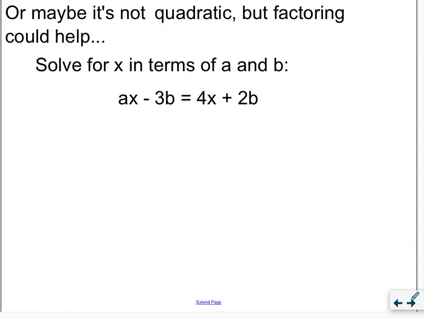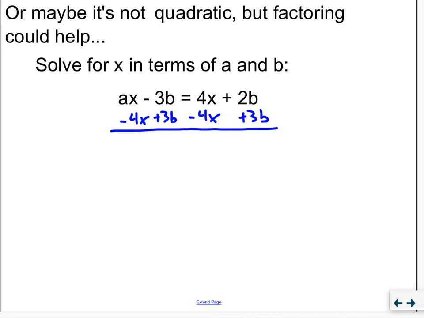All right. Now, this isn't really a quadratic equation, but we could do some factoring here. So if I want to solve for x, I want to move all my variables to one side. I want to go with my x's on the same side. So I'm going to subtract 4x from both sides. And maybe I'll also add 3b to both sides. Okay, because I want to solve this equation for x. So I want to get the x's by itself.